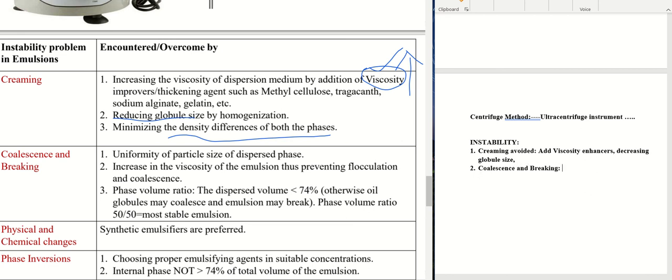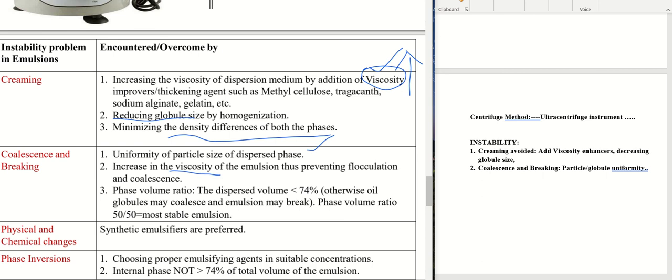Coalescence and breaking go hand in hand. A fusion of all the globules together to form a bigger one, and then complete separation of the oily phase and aqueous phase, is seen in this kind of instability. To avoid this, we should make sure that the uniformity of the particle and globule is maintained. And again, by improving the viscosity of an emulsion, we prevent flocculation and coalescence.